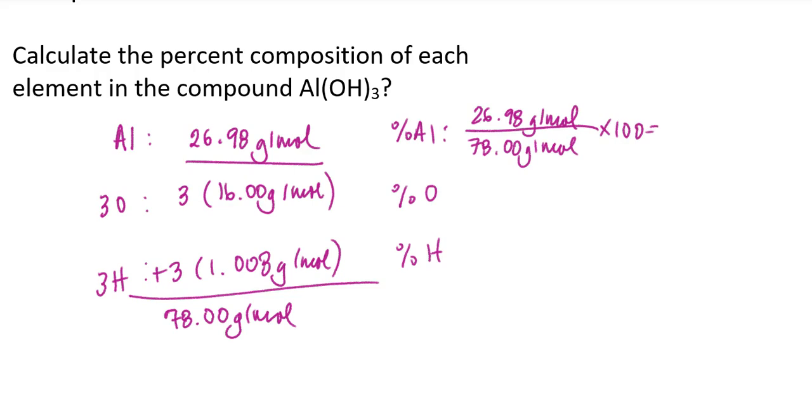So I'll do that myself right now on the calculator, and I get 34.59% aluminum in this compound.